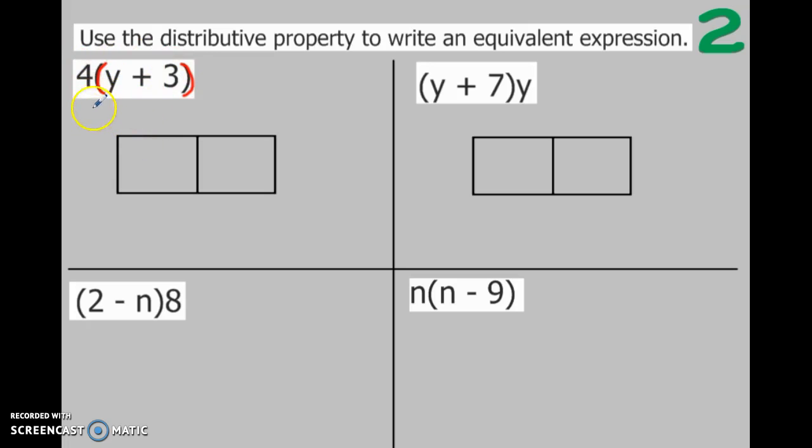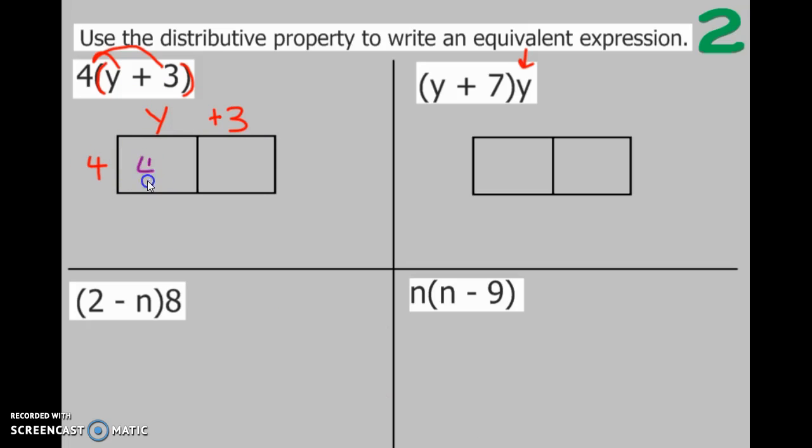The 4 is outside. That's like our teacher standing in front of the classroom, or over here standing in the back of the classroom. It doesn't matter where the teacher is, the teacher is in charge of the classroom. So if the teacher is going to give candy to the classroom, she has to give it to the 4, to the y, and to the 3. So I'm going to set this up. Think of this as our classroom. Here's the front. Teacher is at the front, 4, and everybody in our classroom is y plus 3. So we're going to multiply or distribute.